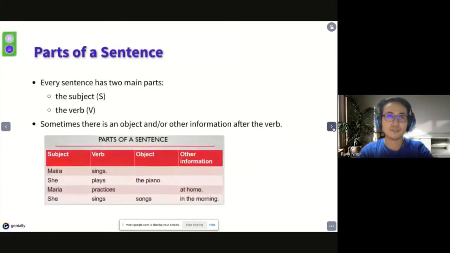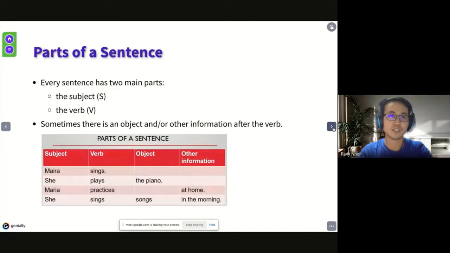So here we learn the parts of a sentence. In every sentence there are two main parts.